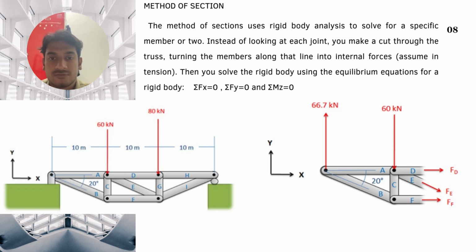So for the last method, the method of sections. The first step is we need to cut half of the diagram, which is the truss, and then we can calculate it as a rigid body using the equilibrium equations for a rigid body, which are the sum of Fx is equal to 0, the sum of Fy is equal to 0, and the last is the sum of moments is equal to 0. So that's all for me. Thank you.